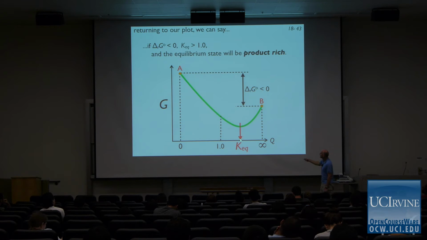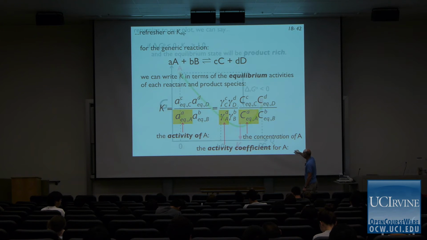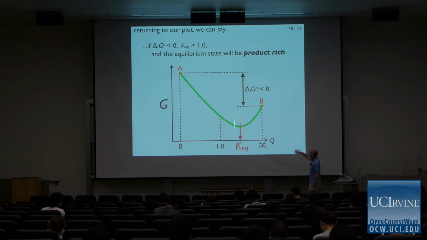Okay, so what this tells us is that we're going to have a product-rich state. These are product concentrations. These are reactant concentrations. If K is greater than 1, we got more of this than this. That's what this is telling us. We have a product-rich state for our system.